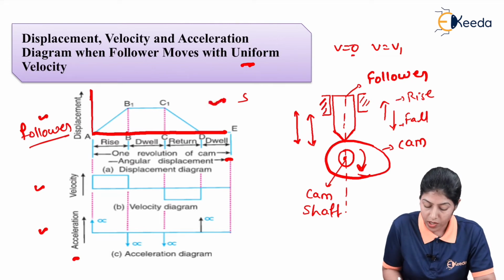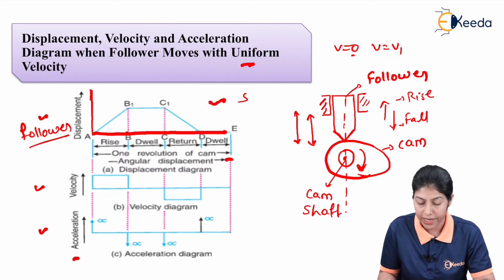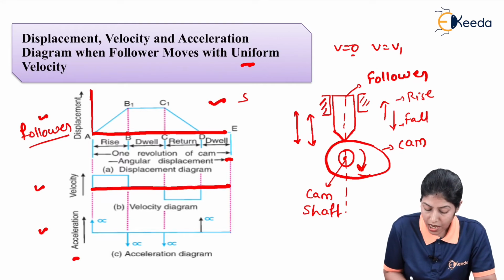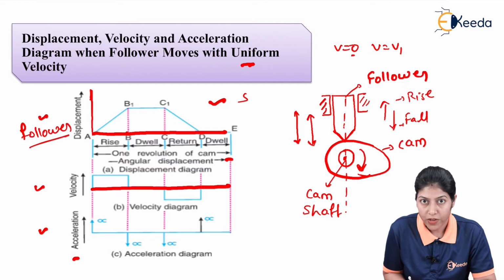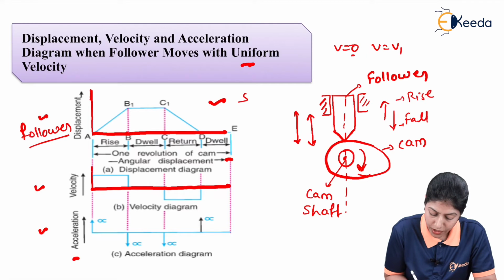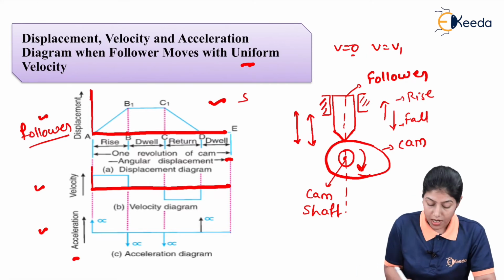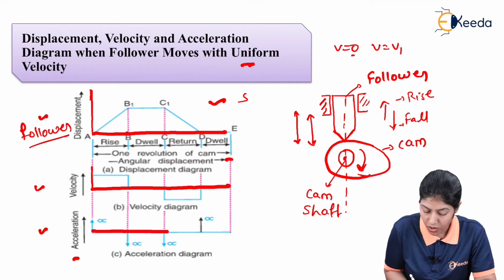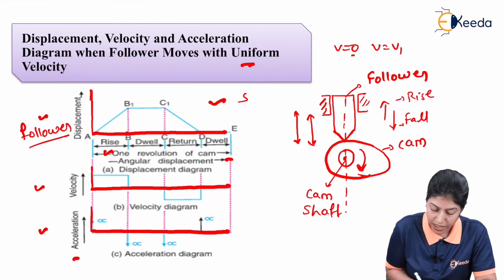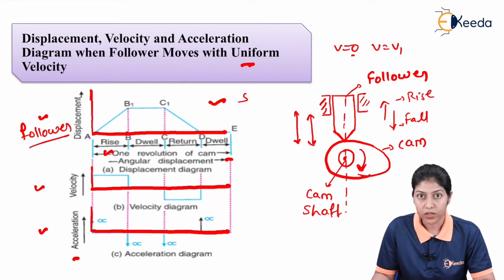Similarly, if we want to draw the velocity diagram, in that case here horizontal side we will take same time which is required to complete one revolution of cam in seconds, or the angular displacement of cam, and at vertical side for the velocity diagram we will define the velocity. Now for the acceleration diagram, horizontal side will be same, it will be one revolution of the cam or time required to complete one revolution of cam, as well as angular displacement, and this vertical side will represent the acceleration of the follower.